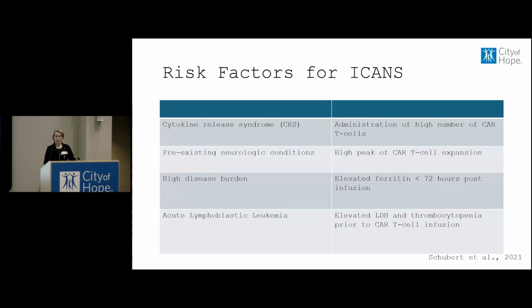If the CARs have a lot of disease to work on, this does increase the patient's risk of experiencing ICANS. Patients who are treated with CAR T cell therapy with a diagnosis of acute lymphoblastic leukemia are at higher risk for developing ICANS. The number of CAR Ts that they're treated with, what peak expansion the CAR T has, if the patient has an elevated ferritin level less than 72 hours post-infusion, and if they have an elevated LDH and thrombocytopenia prior to CAR T cell infusion, this does increase the risk of experiencing ICANS post-infusion.